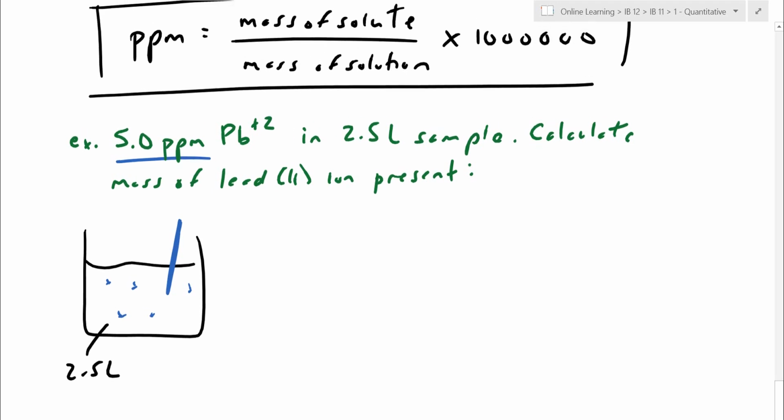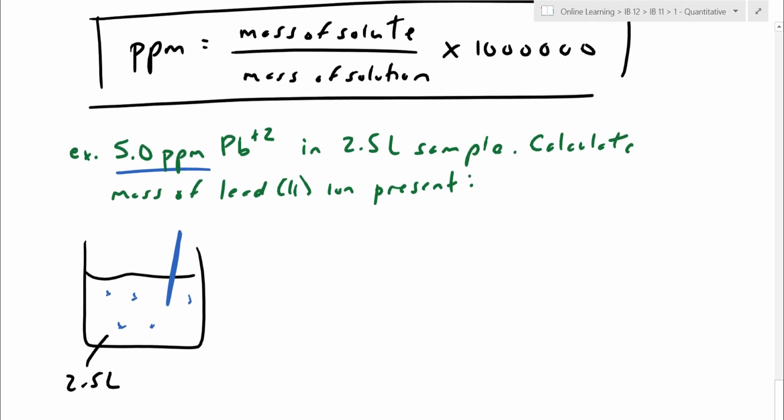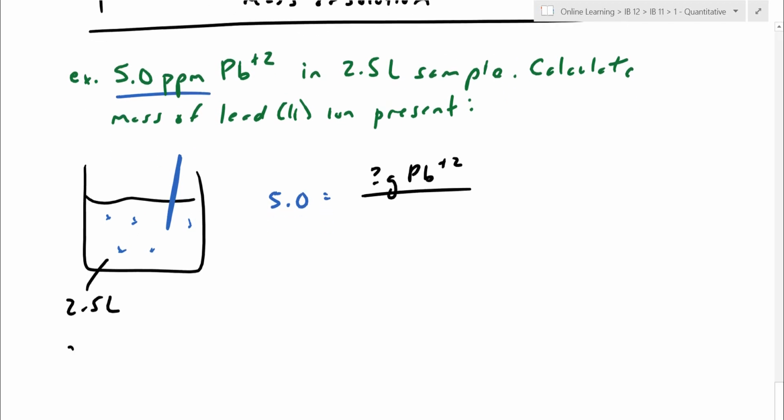All you're going to do is match it up to the formula. I'm going to put the parts per million on the left side. My parts per million is going to be the mass of solute, how many grams of lead 2 plus, that's what I want, divided by the mass of the solution. I would need to find out how much mass is 2.5 liters. Because we can assume that this is water, water is nice. The density of water is 1 gram per milliliter, and therefore you can convert that here. That's 1 kilogram per liter.